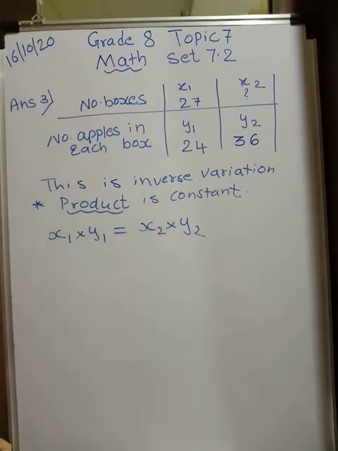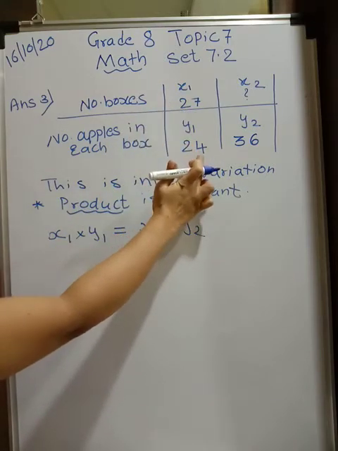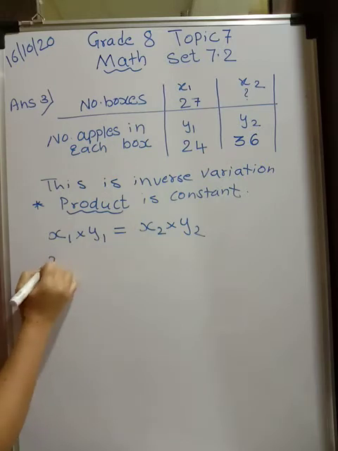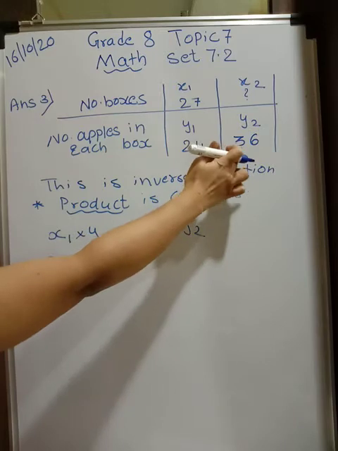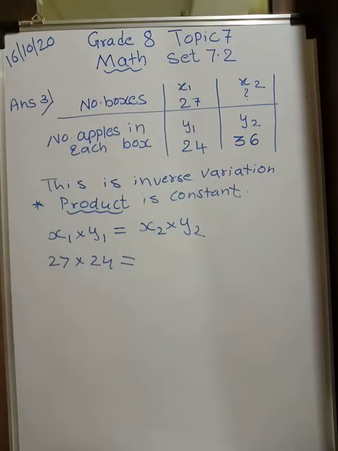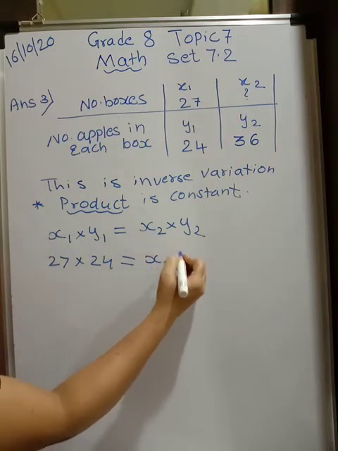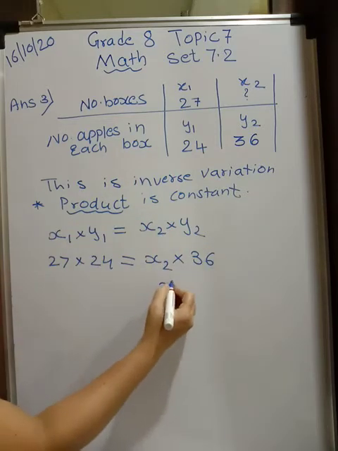And now only substitute. What is x1? When 24 apples are put in a box, we require 27 boxes. So 27 into 24 will be equal to. Now in a box, how many apples are there? 36. So naturally fewer boxes will be required, the more apples you are putting in a box. So let's check. So we have x2, the number of boxes we are supposed to find. And we have 36 apples in one box now. So let us find x2.